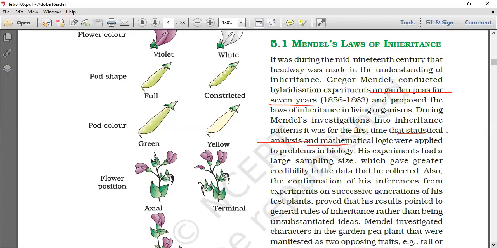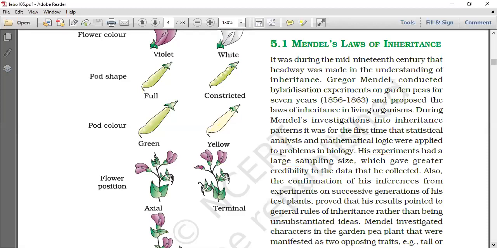His experiments had a large sampling size. That is very, very important to be remembered. Mendel's experiments had a large sampling size, which gave greater credibility to the data that he collected. Also, the confirmation of his inferences from experiments and successive generations of his test plants proved that his results pointed to general rules of inheritance rather than being unsubstantiated ideas.